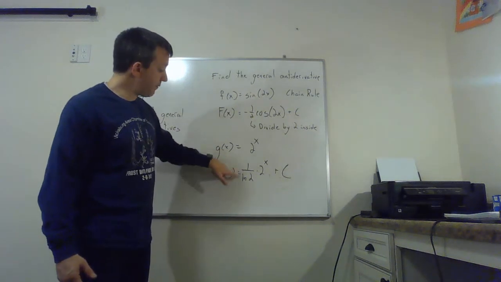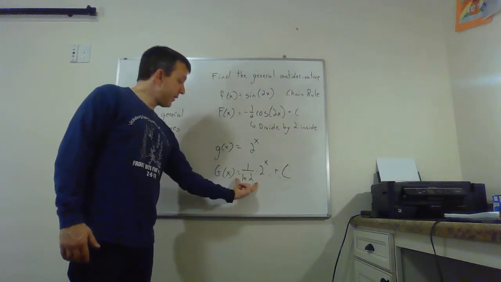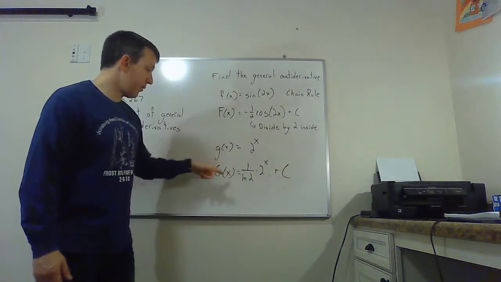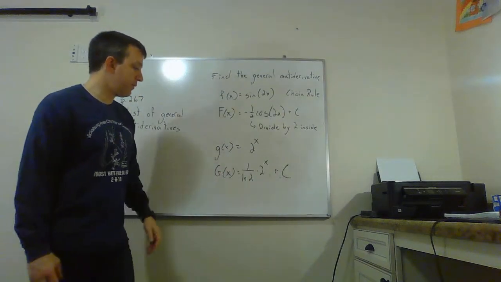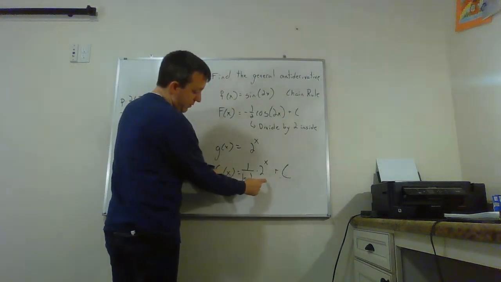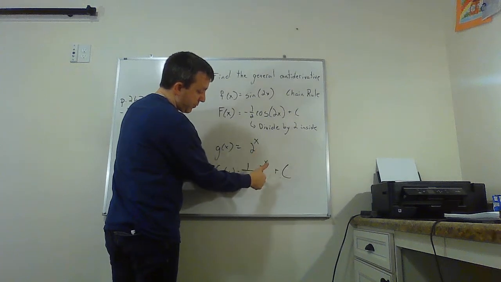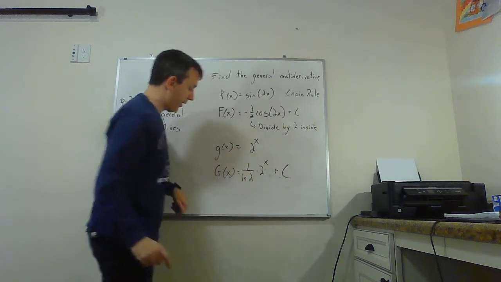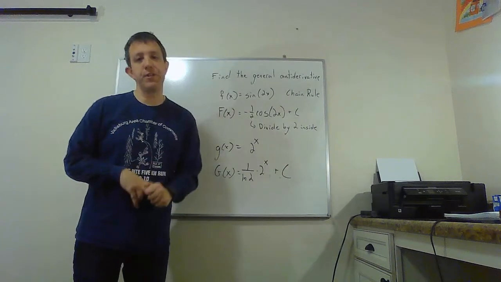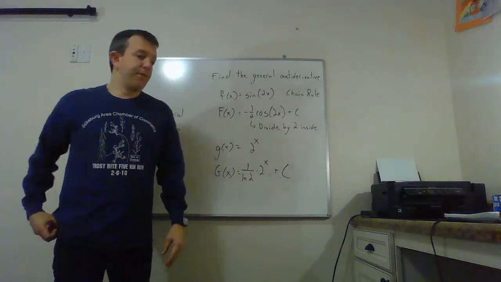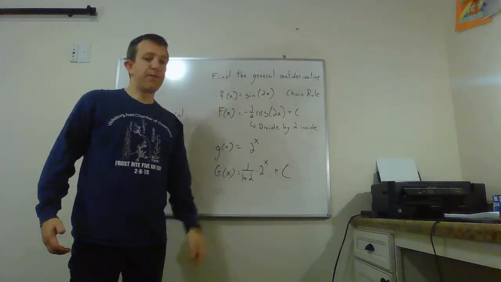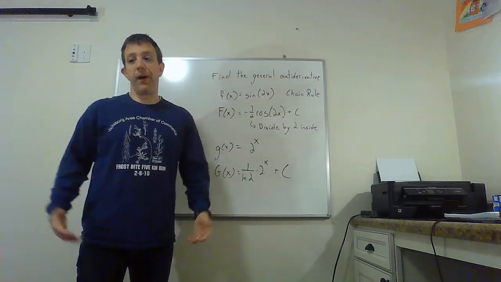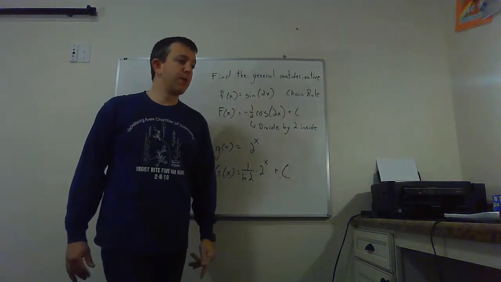That means we need to divide our capital G of x by the natural log of 2, or in other words, multiply by 1 over the natural log of 2. That way, when we take this derivative, the 2 to the x will give us a natural log of 2 that, when multiplied by this, will make it go away. So there's a lot of division going on when we take these antiderivatives. And of course, don't forget that capital C. All right, let's get another board. We have more good things to talk about.